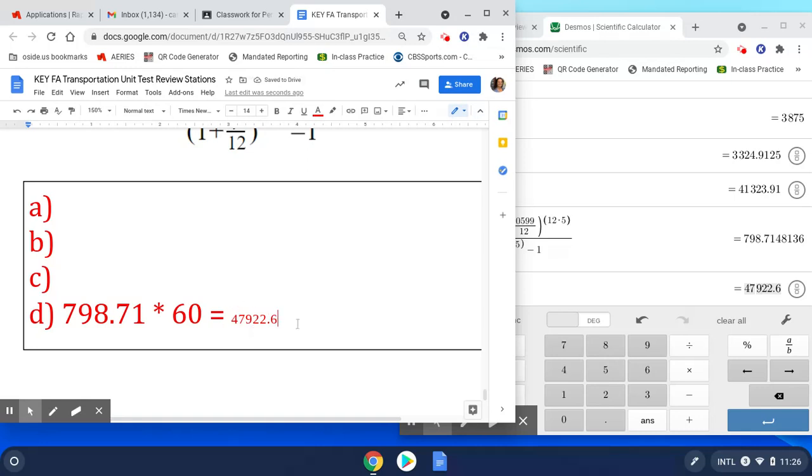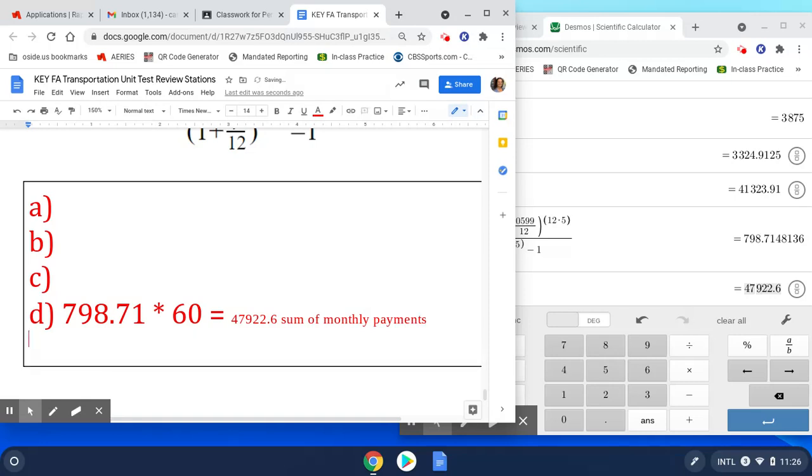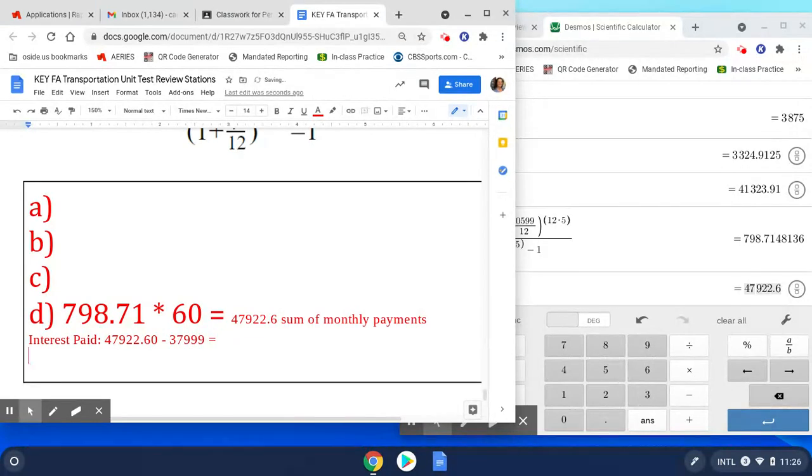Now, that is called the sum of the monthly payments. It's all the payments you make in all the 5 years. So to get the interest paid, you're going to subtract 47,922.60 minus the original price of the car, 37,999. So to get the interest paid, we do the sum of the monthly payments minus the original price of the car.